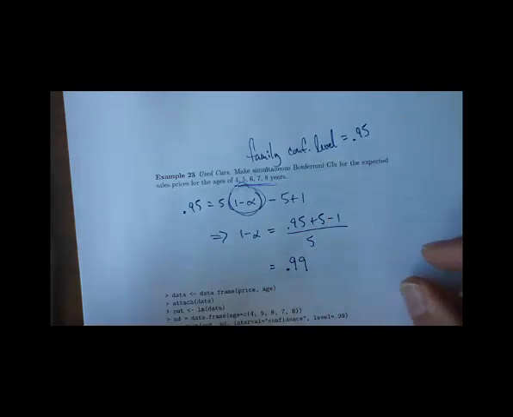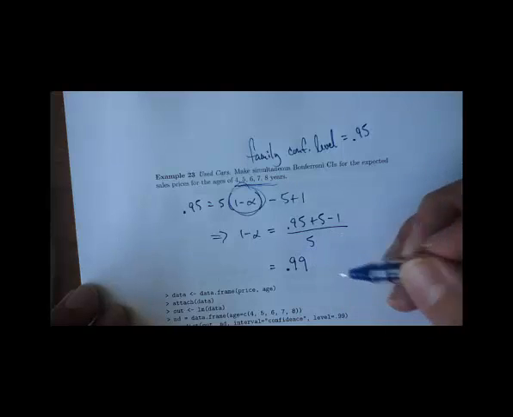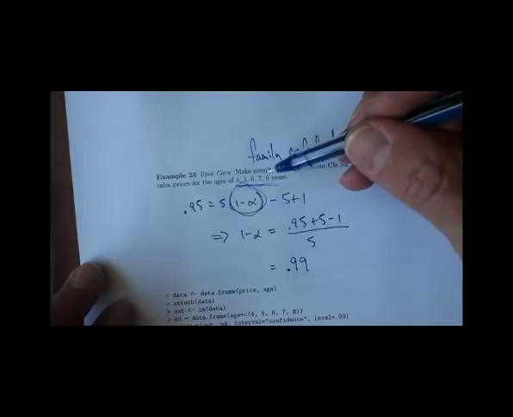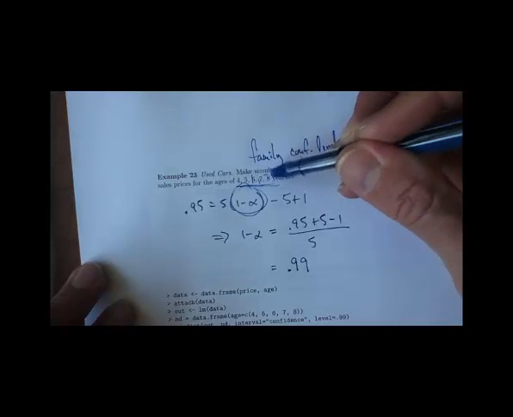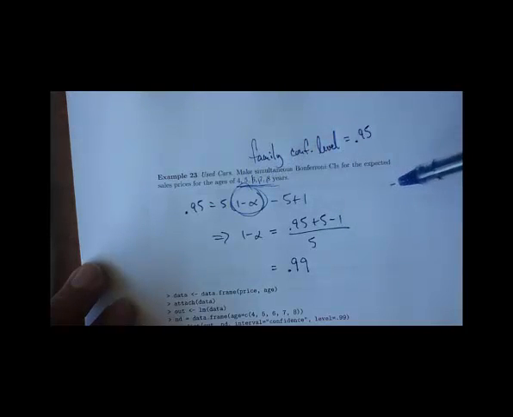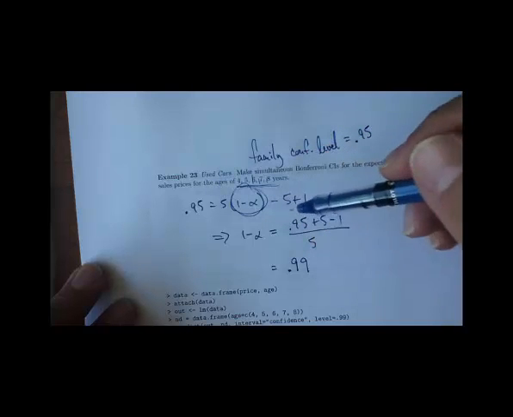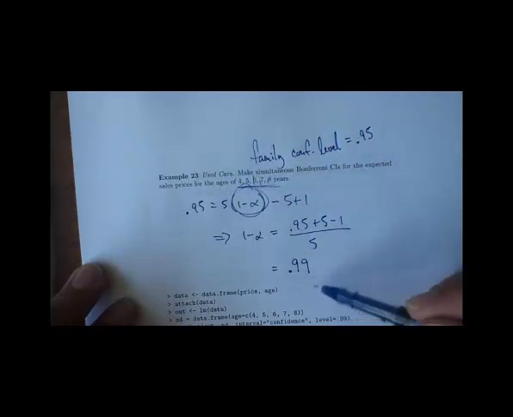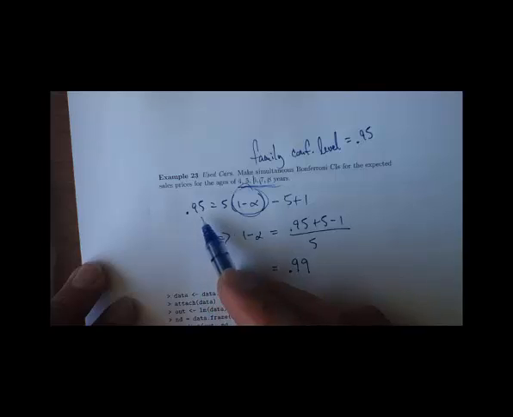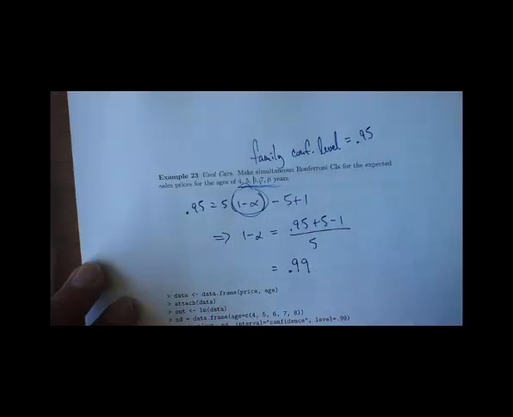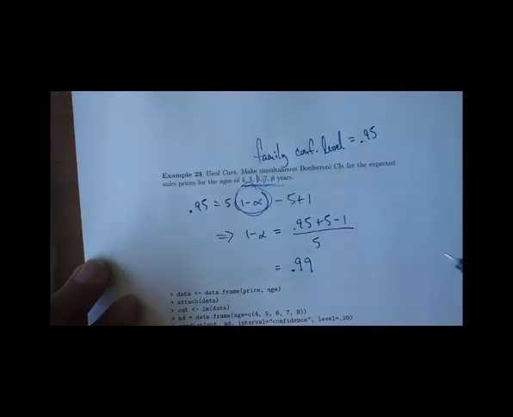So now what you'll do is just use the procedure from the notes and make 5 confidence intervals for the expected sales prices, each one of those at the 99% level. Then you can make a statement that says we can be 95% confident that all of these intervals contain the actual mean sales prices.